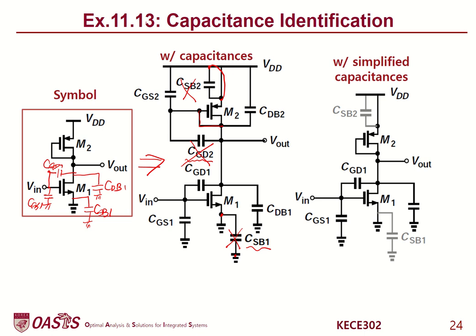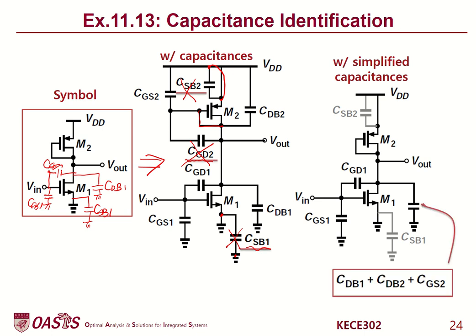Okay, let's move on. And also, if you're looking at CDB1, that is connected to ground from this node, and also CDB2 is connected from the output to AC ground. So that one and that one.